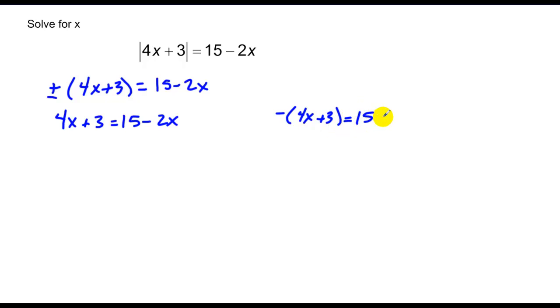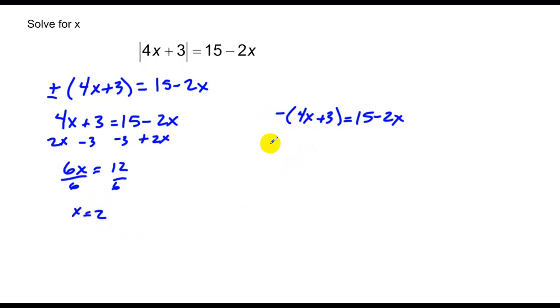equals 15 minus 2x. So let's deal with the problem on the left-hand side first. We add 2x to both sides and subtract 3 from both sides, giving me a 6x and a 12. Dividing both sides by 6 gives me x equals 2.